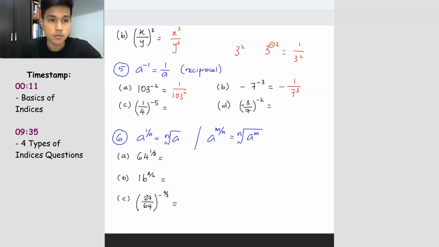Well, you don't have to, because this negative cube is only for the 7, unless they do it like this, then you have to cube. But of course, in this case, the answer is still the same. Okay, no difference.